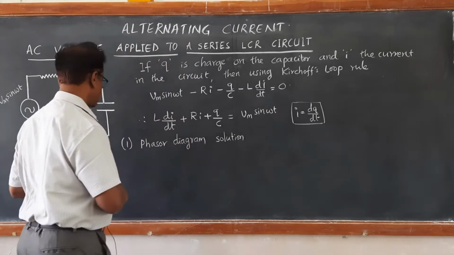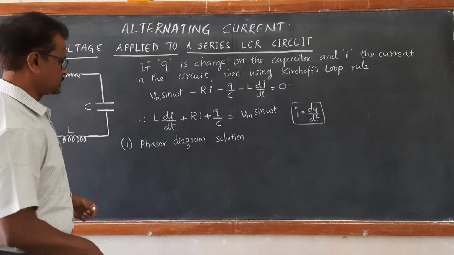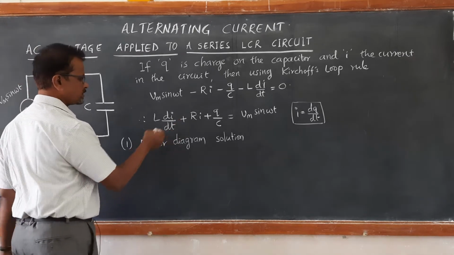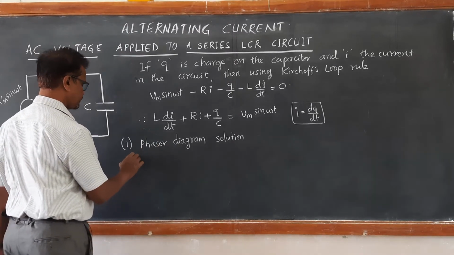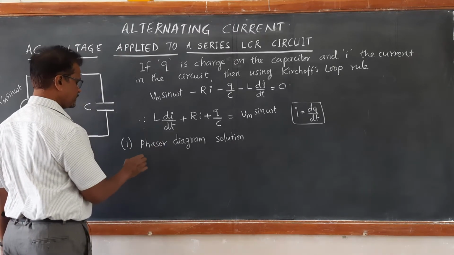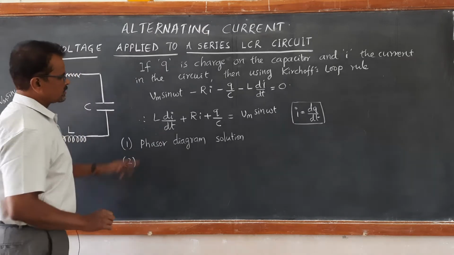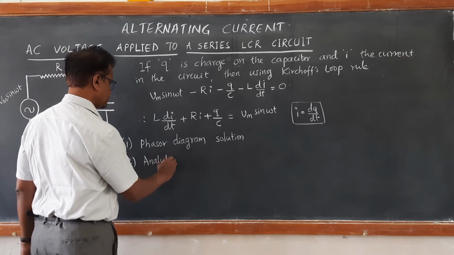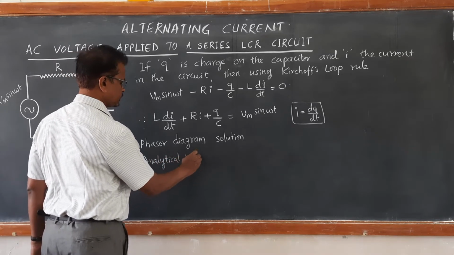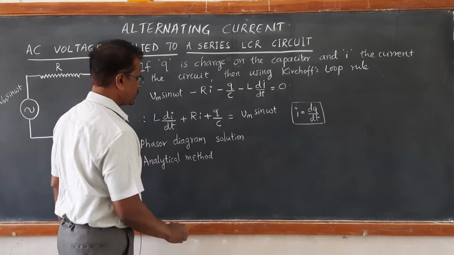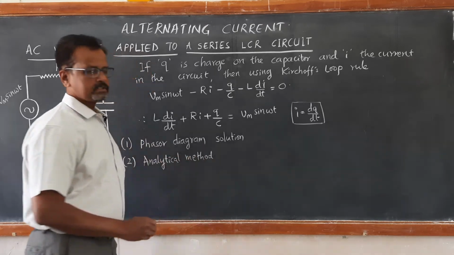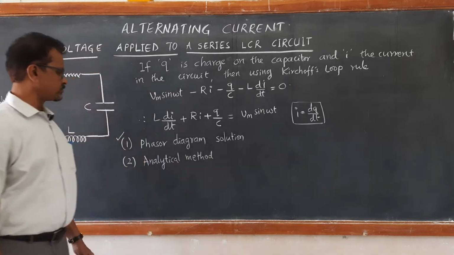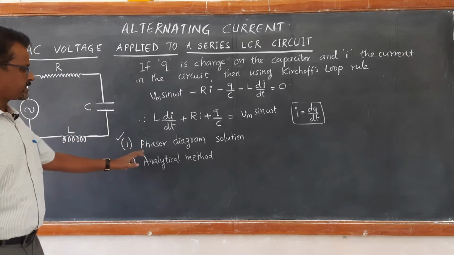The second one is the analytical method. By actually carrying out the differential equation and method of differentiation, we can find the solution for current I. You will see that both solutions give us the same result. So first let us try the phasor diagram method.